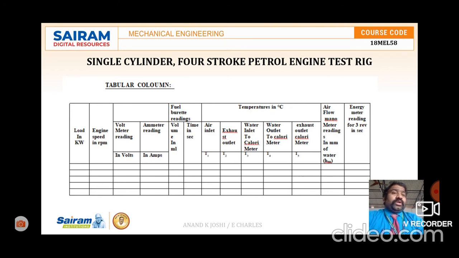So we can operate it by a knob, and we can find out the various points of temperature. And the airflow manometer reading and energy meter reading I can identify. For every 3 revolutions, we can find out the energy meter reading. So this is about the theoretical part and how we are going to conduct the experiment, and these are the calculation parts. So I hope you understood this explanation. Thanks for watching.